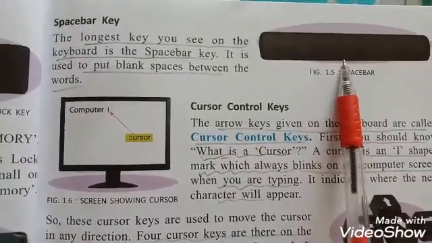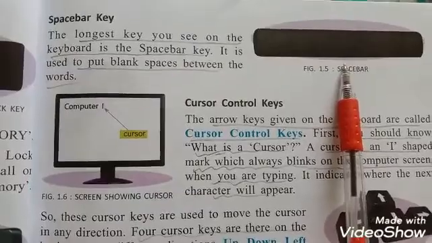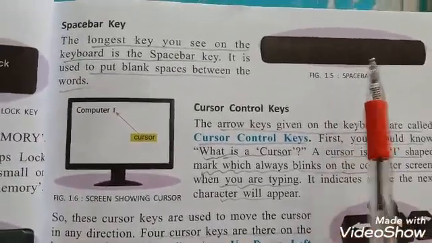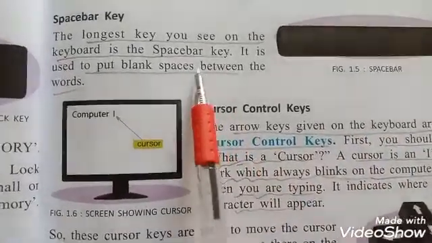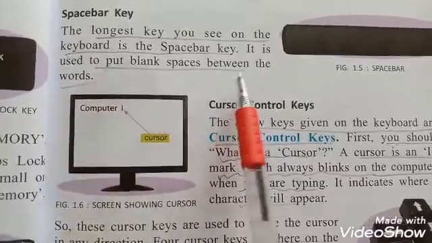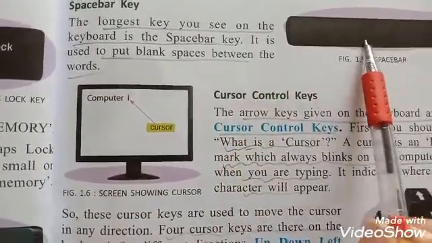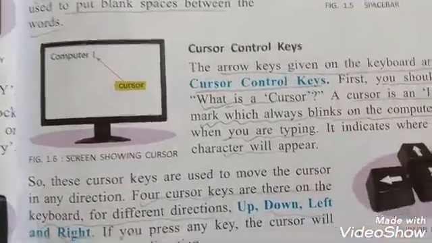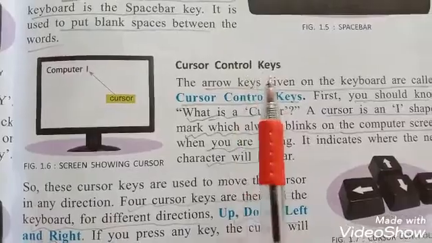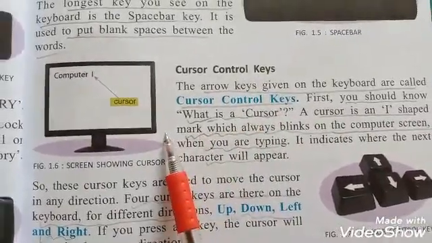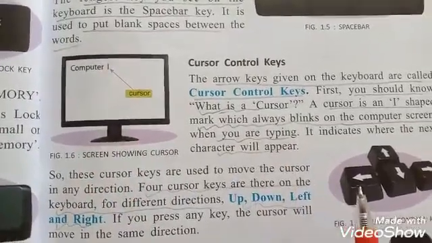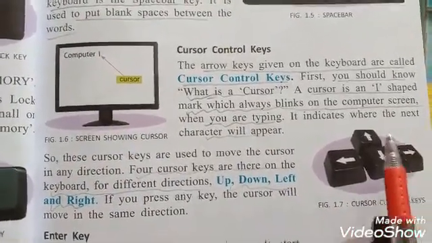Spacebar key is the longest key on the keyboard. It is used to put blank spaces between the words, like this. For this purpose, we use spacebar key. Next one is cursor control keys. Cursor control keys are given on the keyboards in 4 ways.